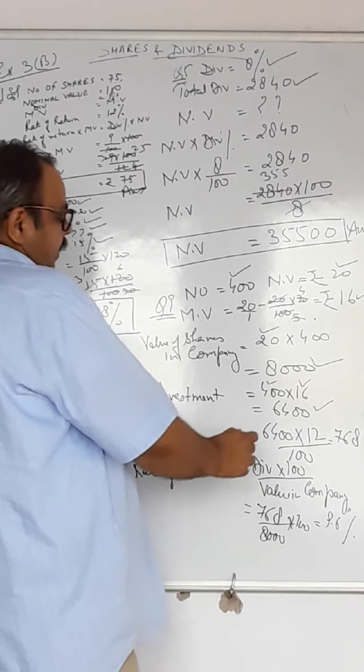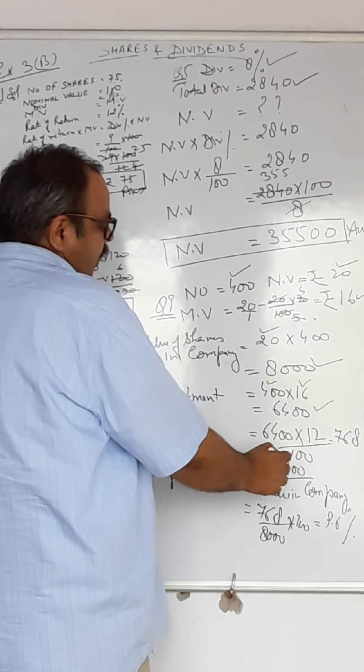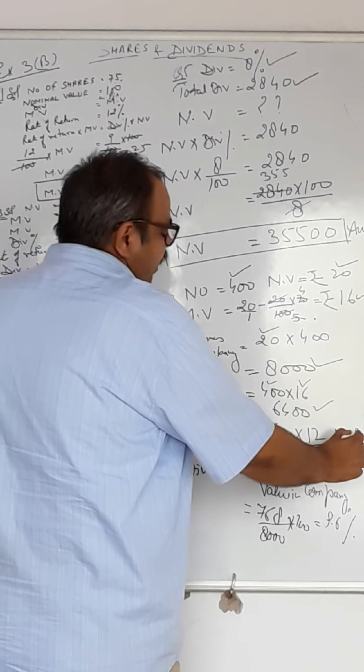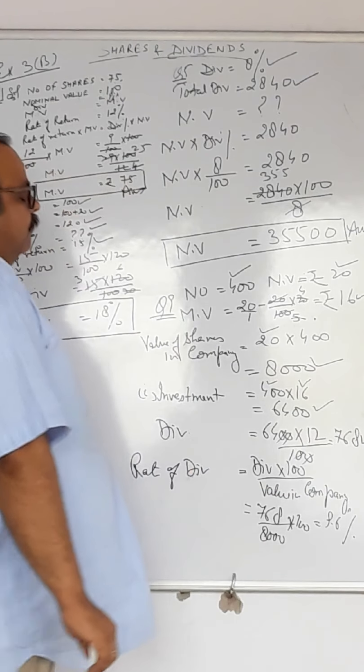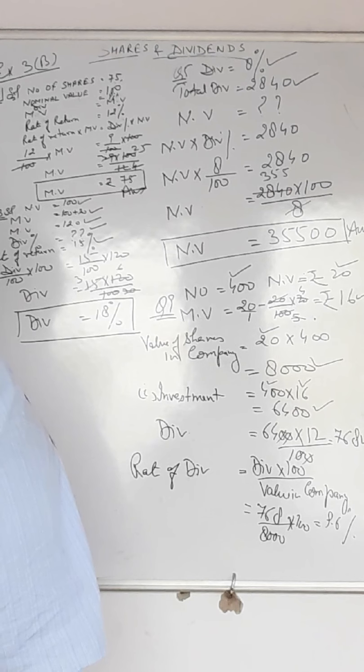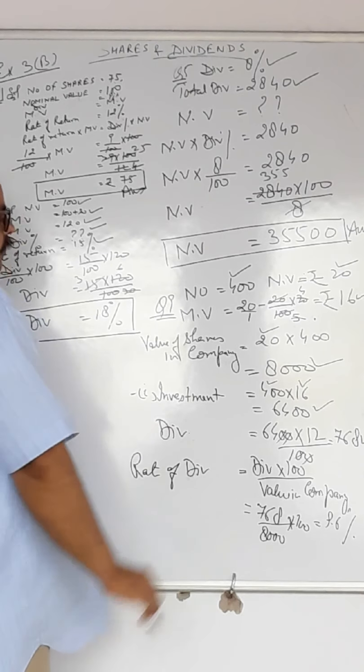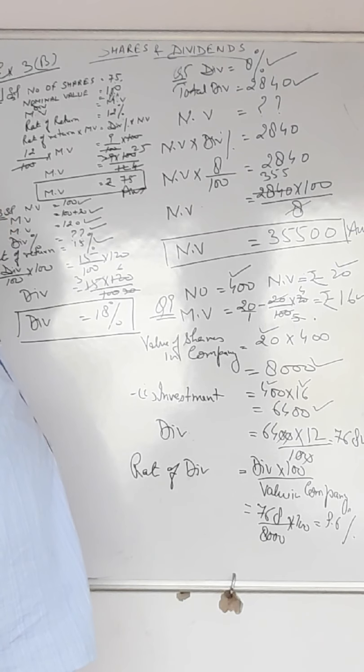Dividend 12% I am getting. So on calculating it, 768 rupees will be the dividend which I will get after 1 year in a company. First part, 768 will be the dividend which I will get after 1 year.